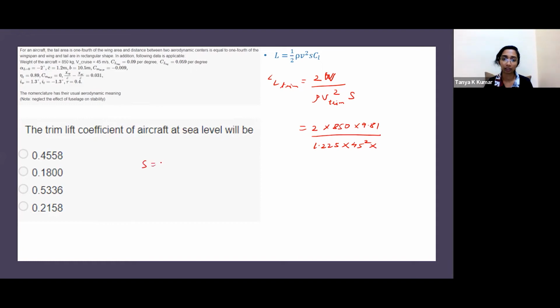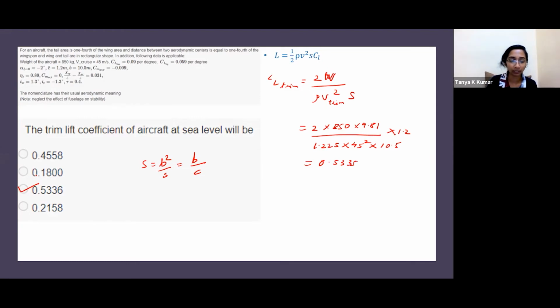S for a rectangular wing is B square by S, which turns out to be B by C. So B is how much? 10.5 into C, which is given as 1.2. You've solved this assignment, you have the values with you. How much is it? It's 0.5335. Okay, so this is the value.